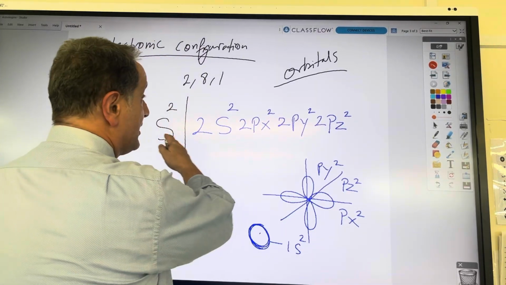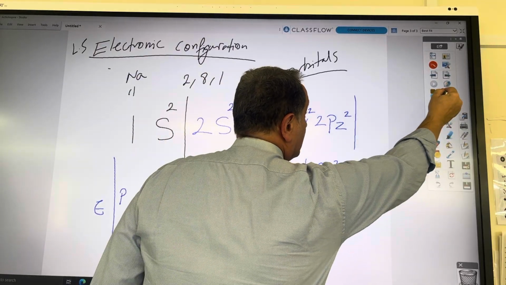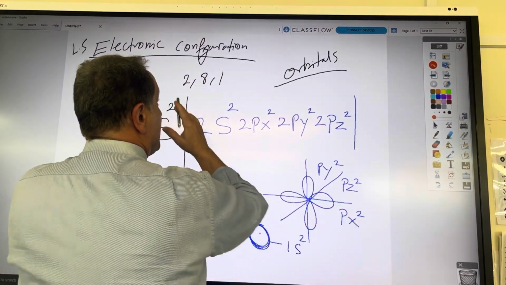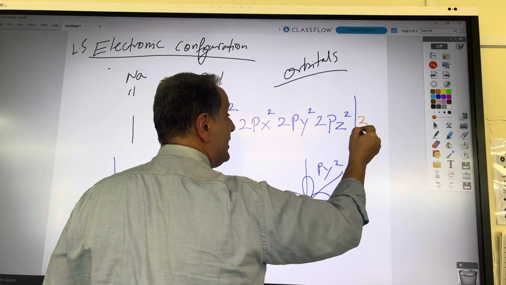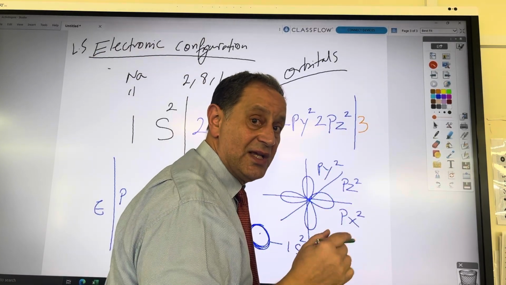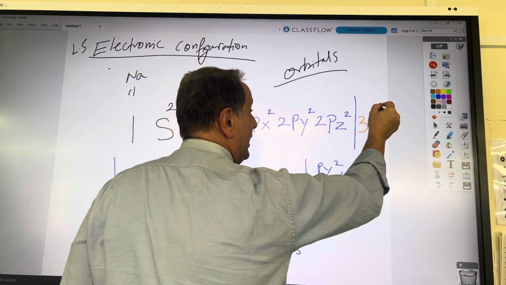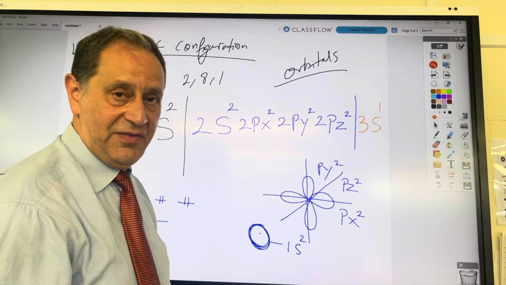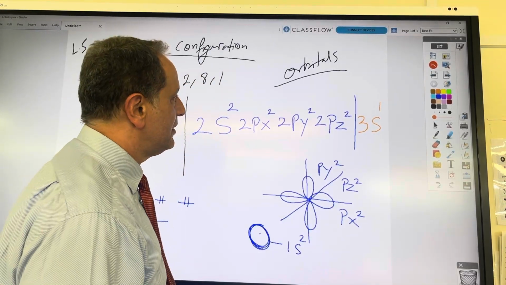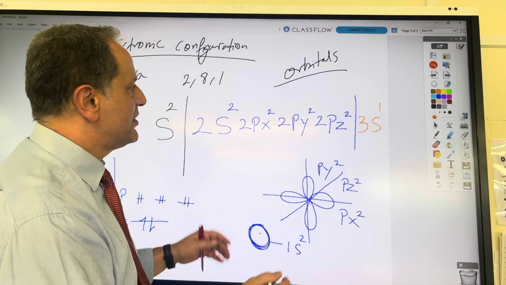So now that we've done these 10 electrons, what do we have left? The second shell is done, so we have to start with the third shell, and again it starts with the s orbital, right? So s orbital and 1 electron in it. We have an s orbital, 1 electron in that orbital. So that is your electronic configuration.